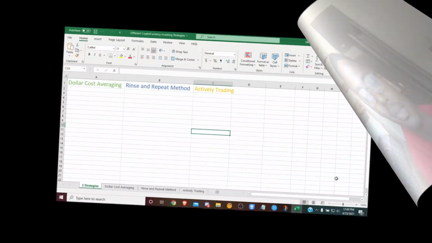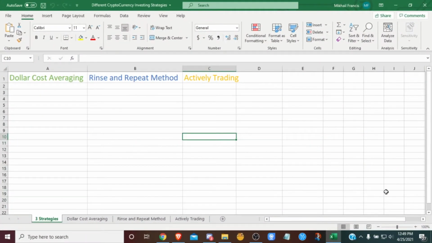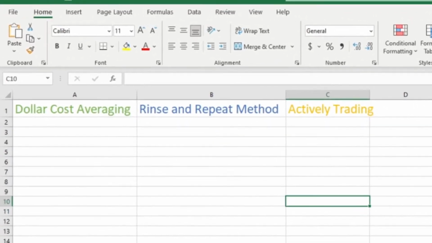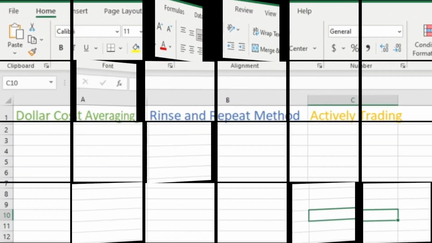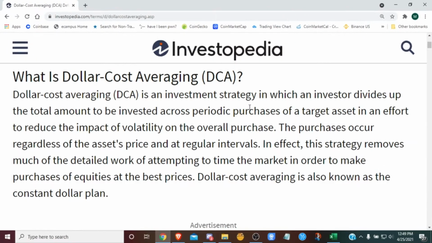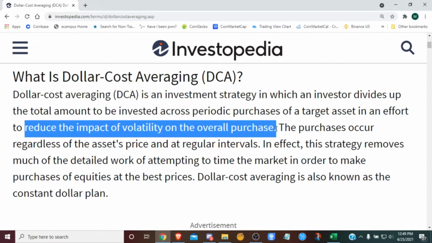Now, the three trading strategies are dollar cost averaging, the rinse and repeat method, and actively trading. Now, the investing definition of dollar cost averaging is when an investor divides up the total amount to be invested across periodic purchases of a target asset in an effort to reduce the impact of volatility on the overall purchase.